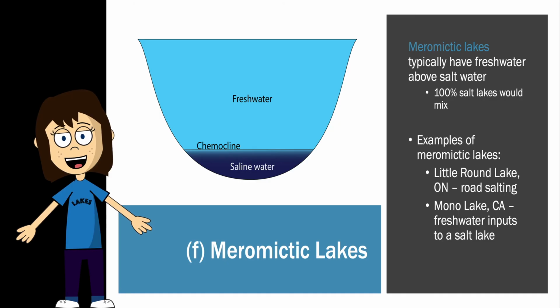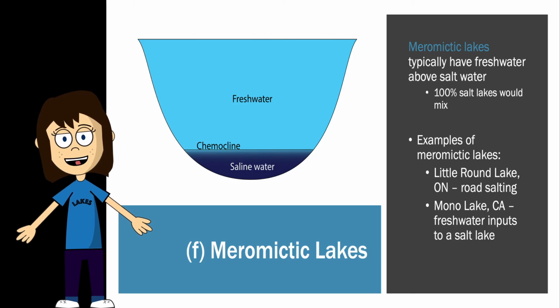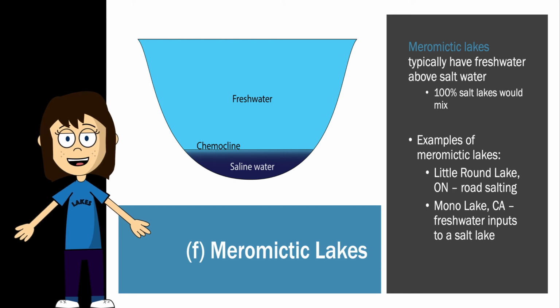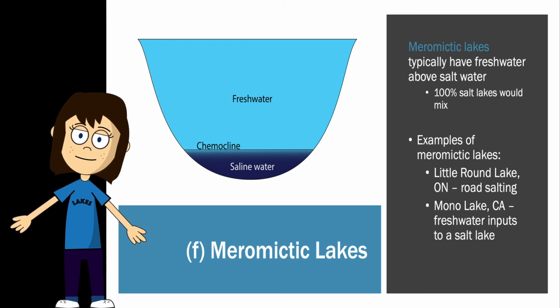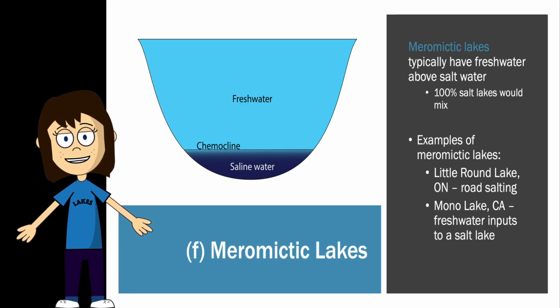Monomictic lakes can be formed naturally from a variety of processes, but they can also be formed by humans. One example is Little Round Lake in Ontario, Canada, where road salt runoff has accumulated in the lake, creating a saline bottom water. Another example is Mono Lake, California, which historically had been a monomictic lake, but freshwater diversions into the lake has caused some periods of meromixis.